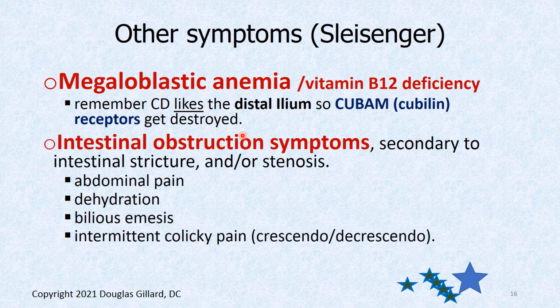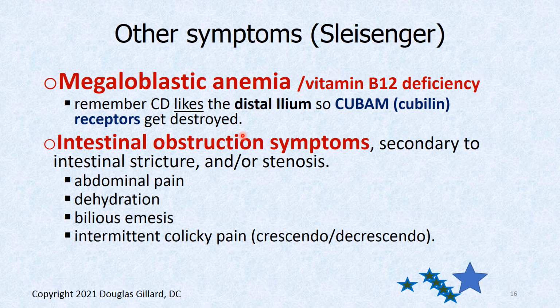Well, we said that one of the favorite spots for Crohn's disease to hit is the distal ileum, and that's where the cubilin receptors are, the CBAM receptors. And if we inflame those and destroy them, then you can't bind the intrinsic factor vitamin B12 complex, and therefore your vitamin B12 is going to go right out in the fecal material, and you're going to be short on vitamin B12. So you could develop pernicious anemia, or megaloblastic anemia is the giant category, but it's a vitamin B12 deficiency you would develop because of that.